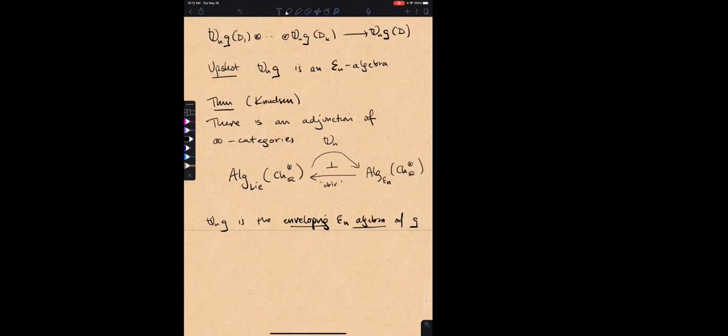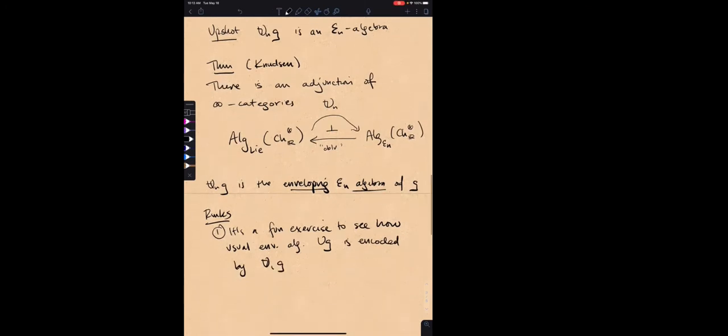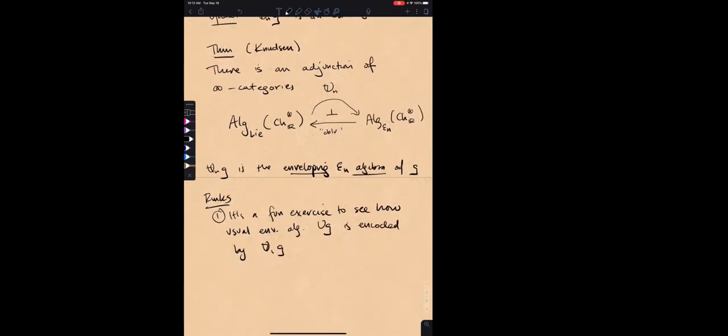So exactly. The nice thing is that there's this sort of subtle forgetful functor, and it's got this very concrete adjoint, at least in this model. So I should say it's a really fun exercise. So, remarks maybe about this theorem 1. It's a fun exercise to see how the usual enveloping algebra U of G is encoded by this one-dimensional, sort of complicated formula. I'd be happy to talk about that after the talk.